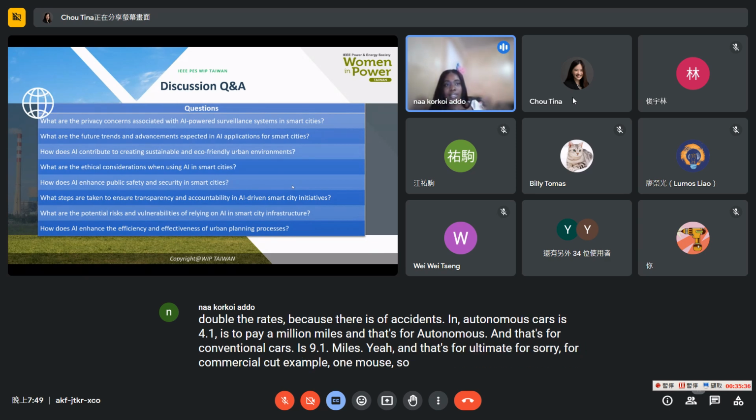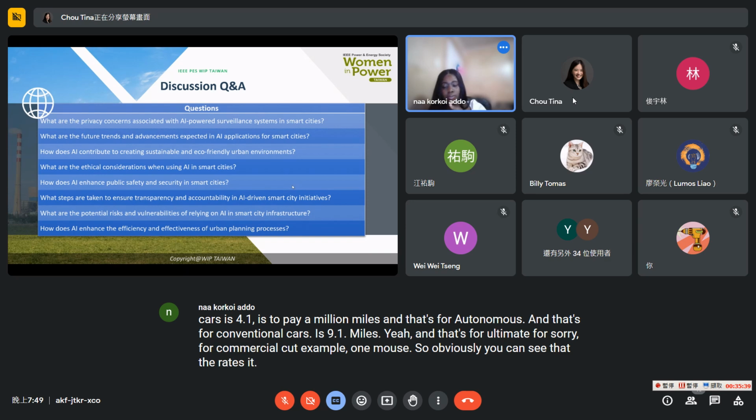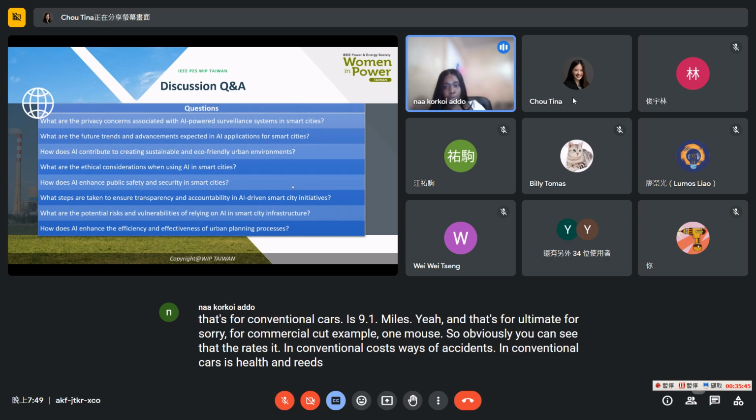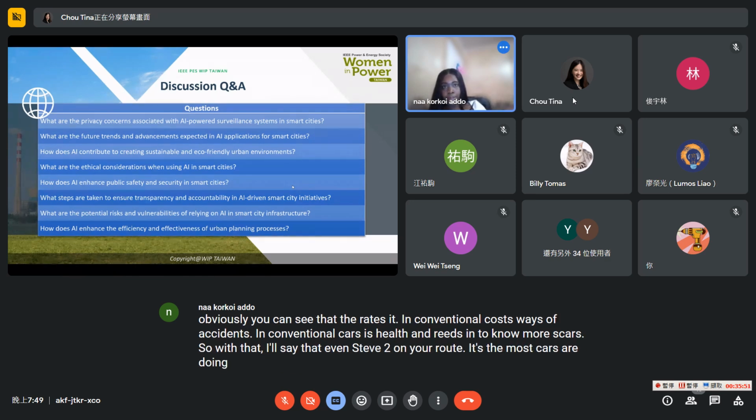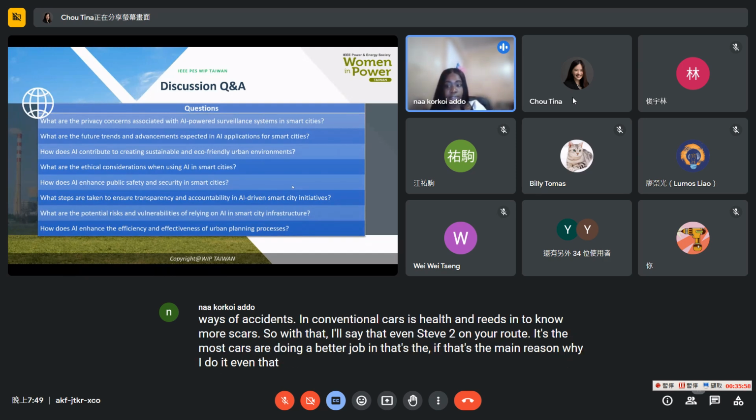So obviously you can see that the rate of accidents in conventional cars is higher than the rate in autonomous cars. So with that, I'll say that even in safety on our roads, autonomous cars are doing a better job. And that's the main reason why they were even created in the first place.